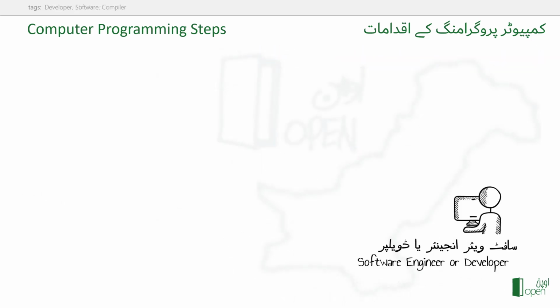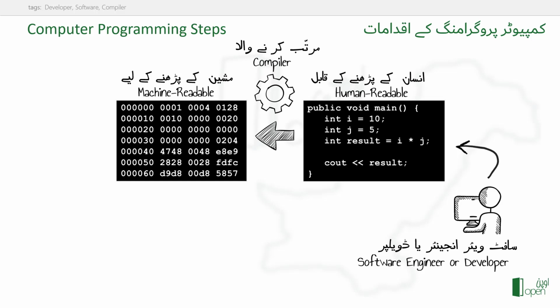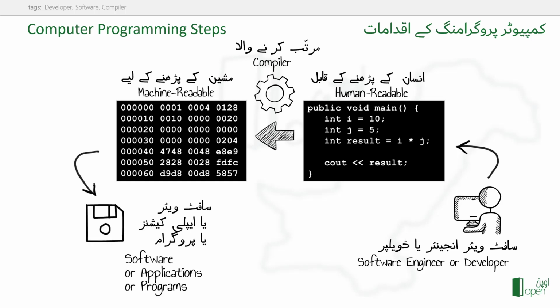Hence, a human who is a software engineer or developer writes a computer program. A compiler converts human-readable code into machine-readable code, which is the software or program that gets installed on a device.